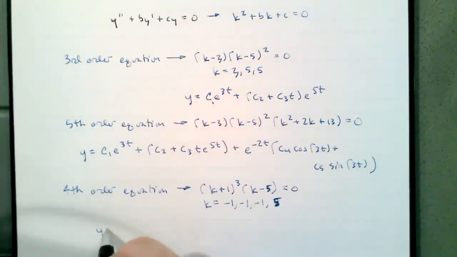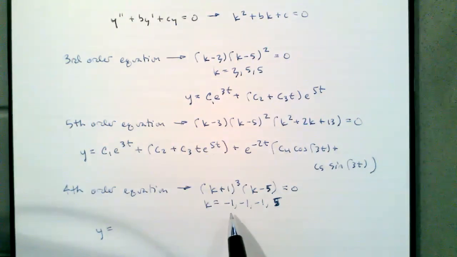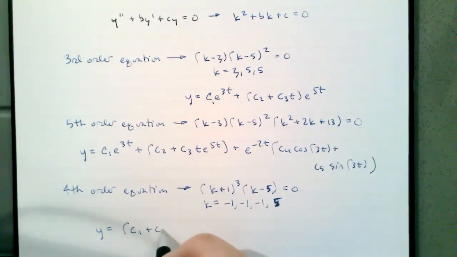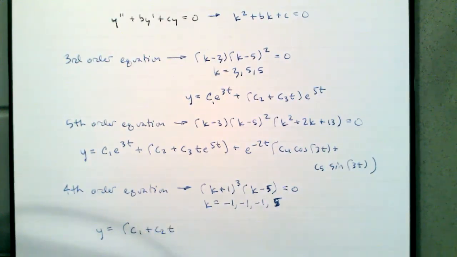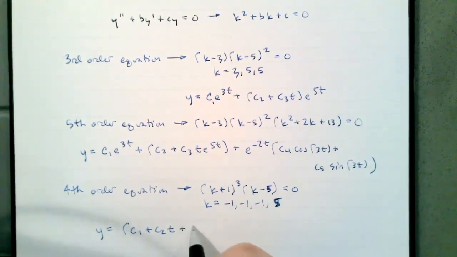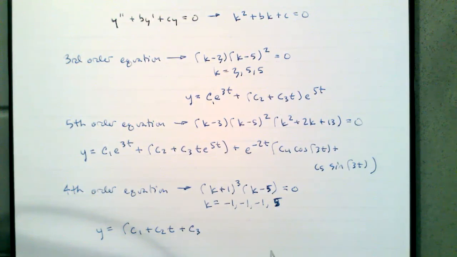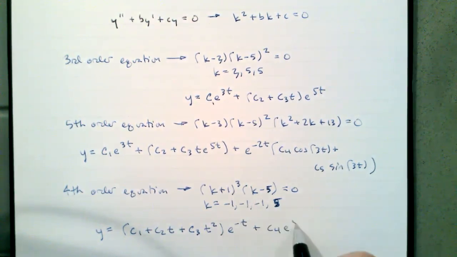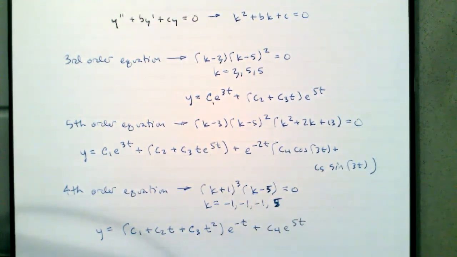I keep saying solution, so I better write an equation. To write my general solution, I need to take into account 3 different e to the negative t's. So I'll have a C1 plus C2t. That's how we dealt with multiplicity 2. I'll give you a second to guess what we're going to do with that multiplicity 3 one. Everybody ready? Wait for it. If you guessed we just put on another t, then you are correct. That's just how we deal with multiplicities. We add extra factors of t.